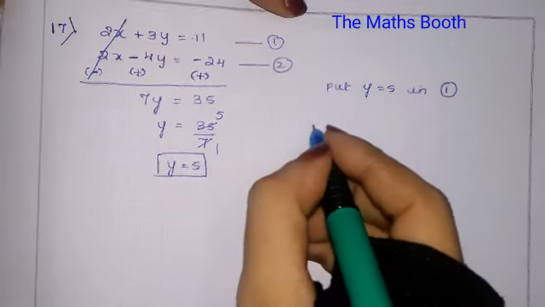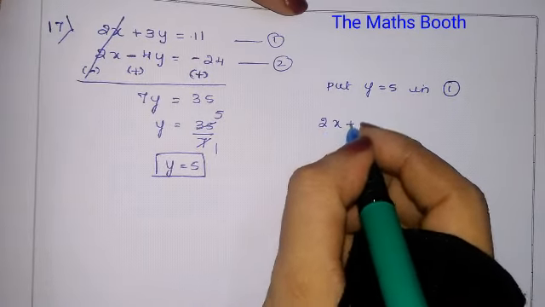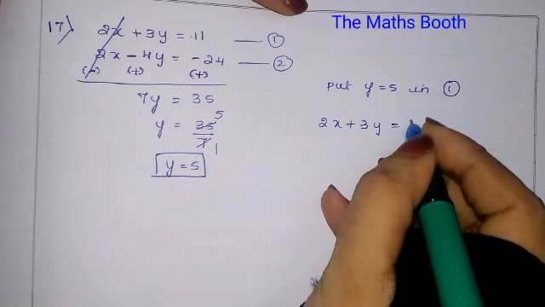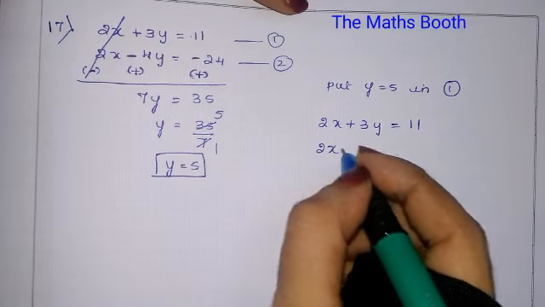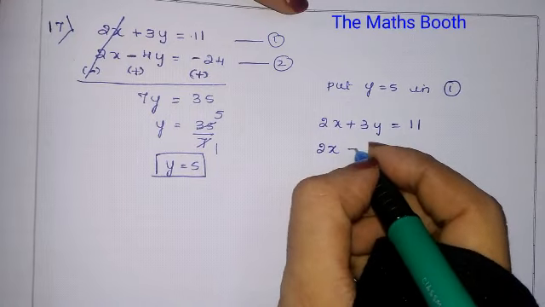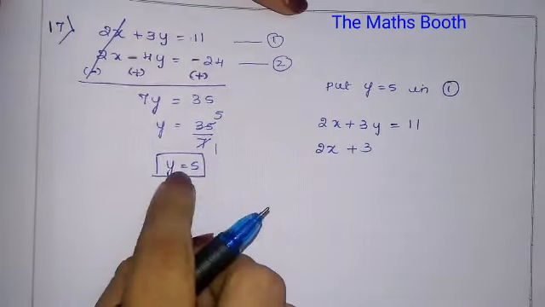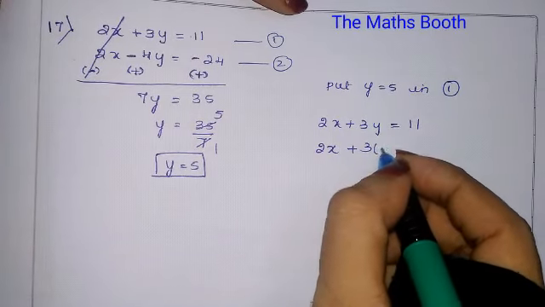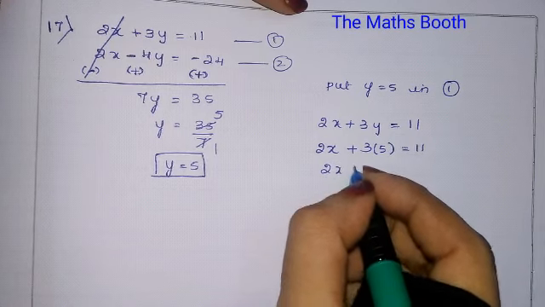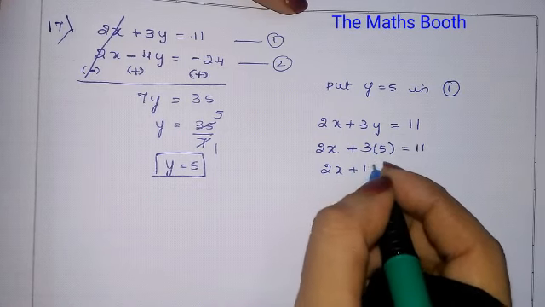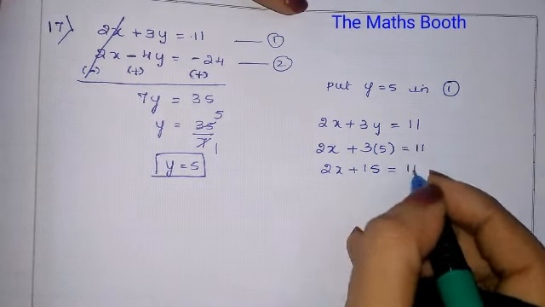So 2x plus 3y equals 11. I have taken equation 1. The x value we don't know, we have to find, so we keep 2x as it is, plus 3 into the y value we got, 5. So in place of y I'll write 5 equals 11. 2x plus 5 threes are 15 equals 11.